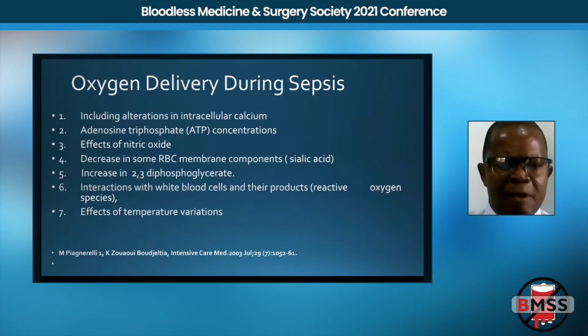Suffice to say that once there's an infection, there is a disturbance in the delivery of oxygen to the tissues. This has to be taken into consideration, especially in children or patients with chronic obstructive airway disease. It has to be taken into consideration in the way to combat the problems. Thank you. Next slide.